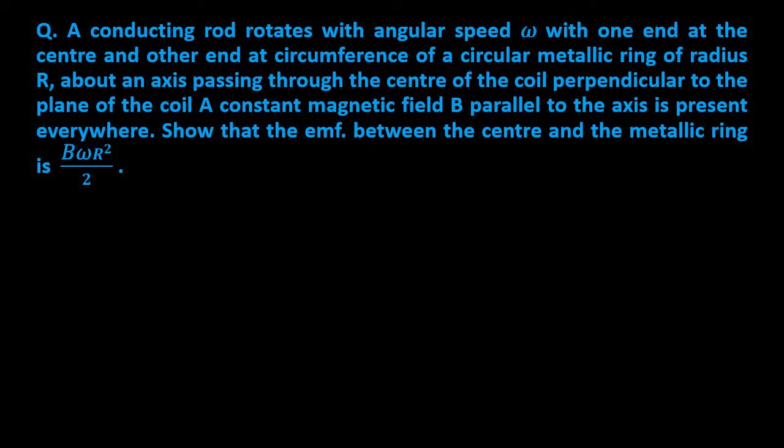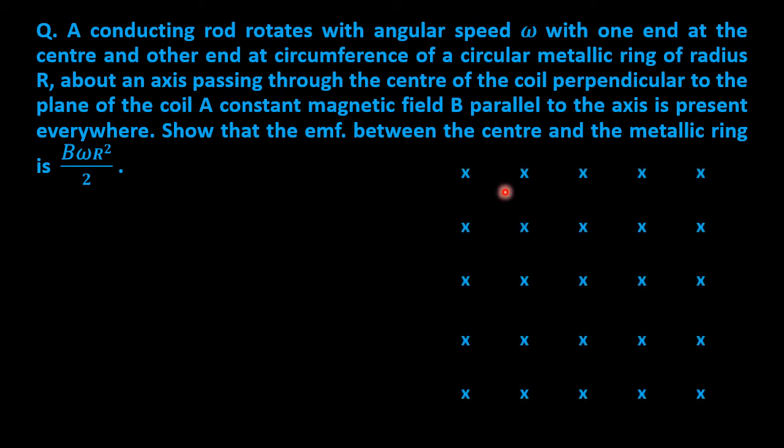Now we consider the second case where the conductor is being rotated keeping one end fixed, and the question will look like this. A conducting rod rotates with angular speed omega, with one end at the center and the other end at the circumference of the circular metallic ring of radius capital R, about an axis passing through the center of the coil perpendicular to the plane of the coil. A constant magnetic field B parallel to the axis is present everywhere, so that the EMF between the center and the metallic ring is B omega R square by 2.